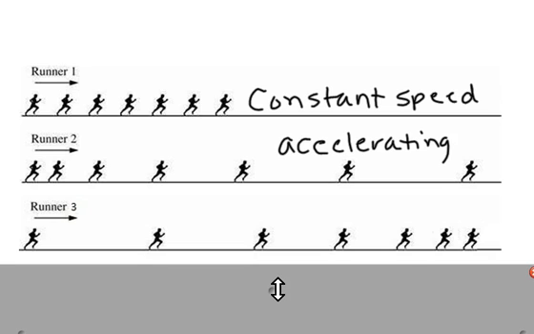Okay, here's runner 3. What is happening in this photo? Obviously at first he's running pretty fast, and now less distance in the same amount of time, less distance again in the same amount of time, and so forth. So this person is actually slowing down. If they're slowing down, they are still accelerating, but sometimes it's called deceleration, and it's also called negative acceleration.